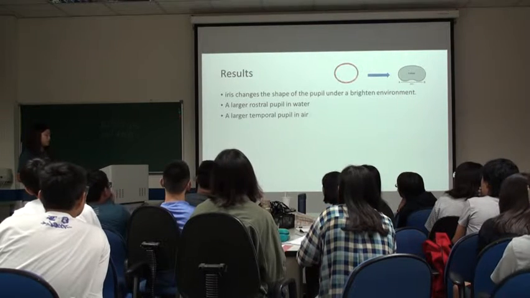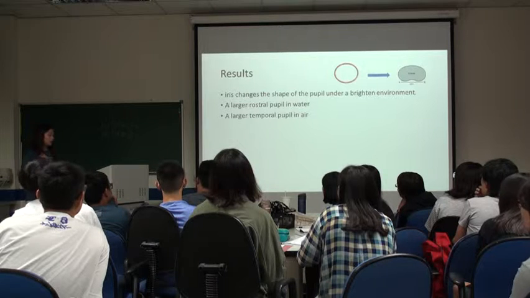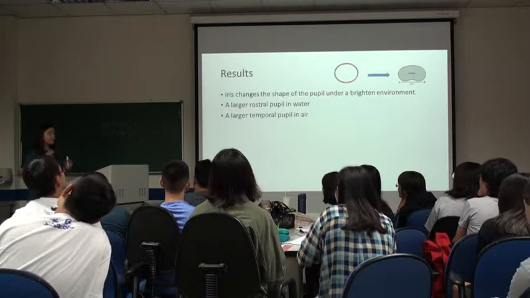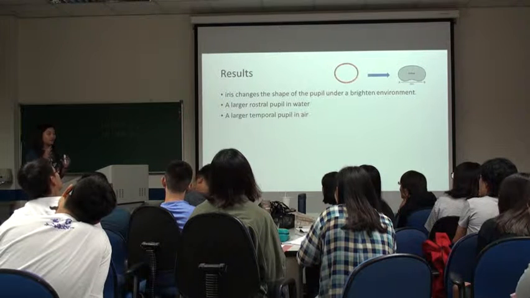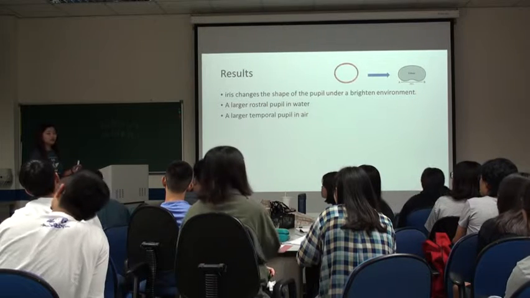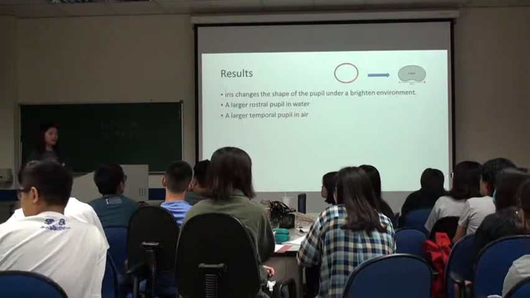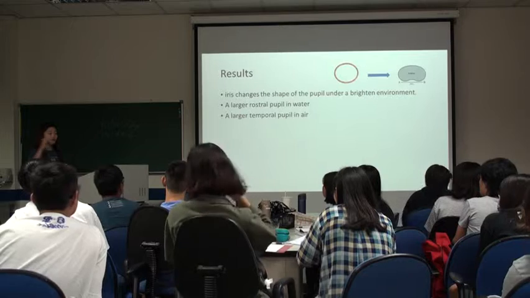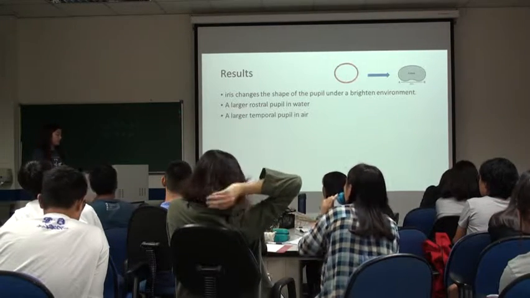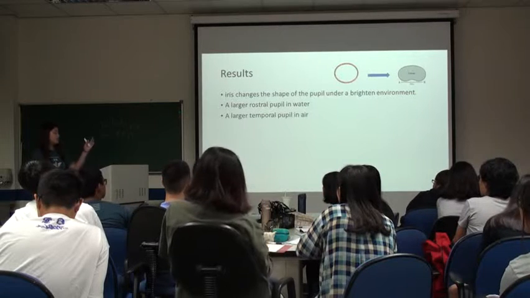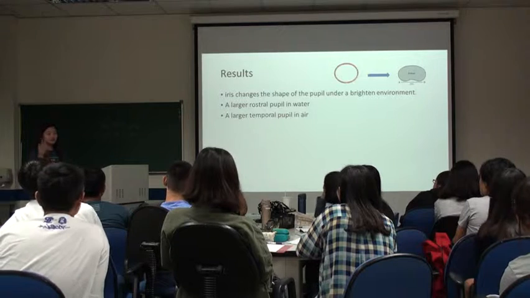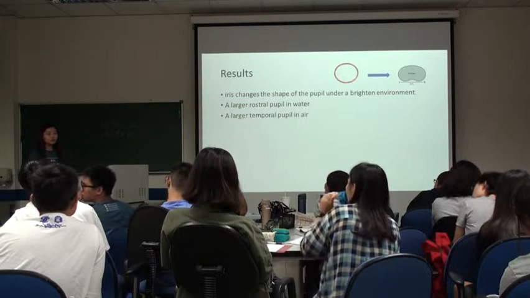Rostral pupil will be likely the long-term state. It means the dolphin's eye will usually be a circle shape, but if it is in the air, like when there is a flash of light through its eyes, it will become a temporal pupil, which means it will be a thin shape so less light gets into its eyes.